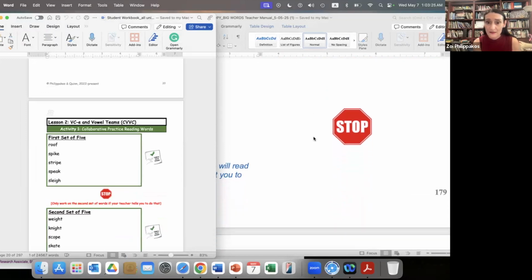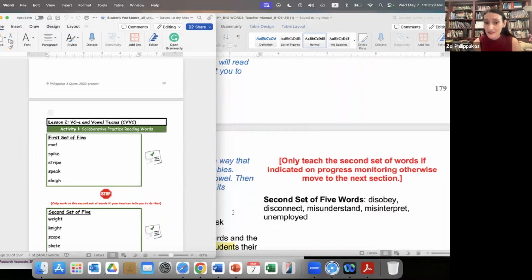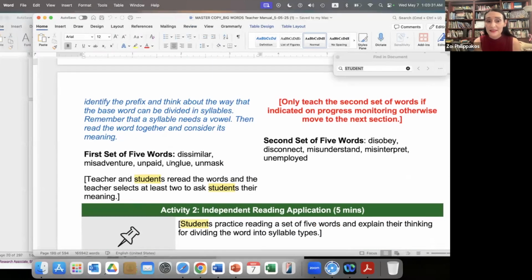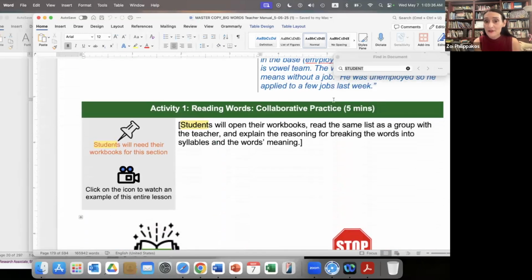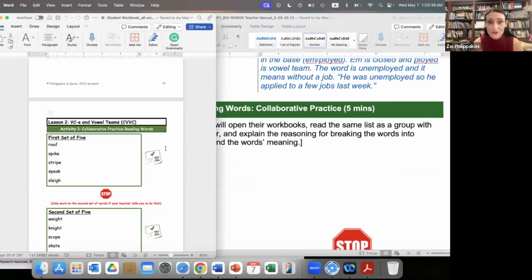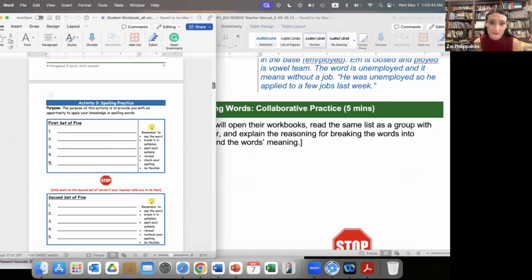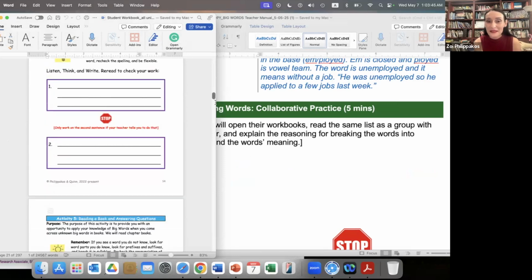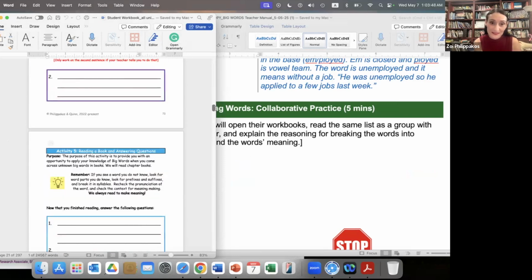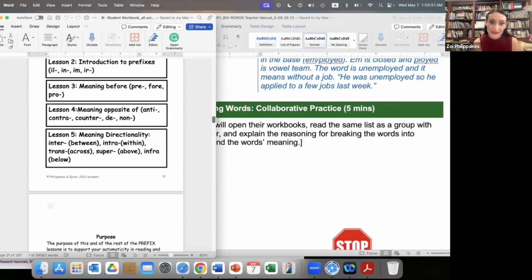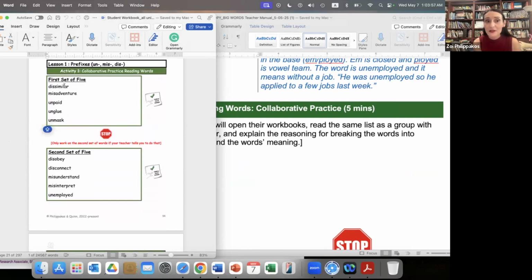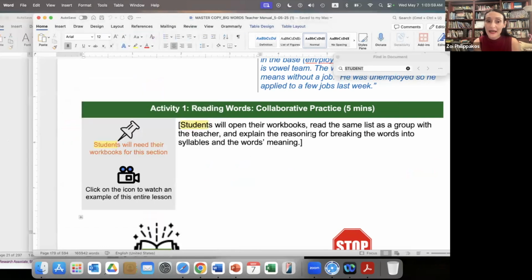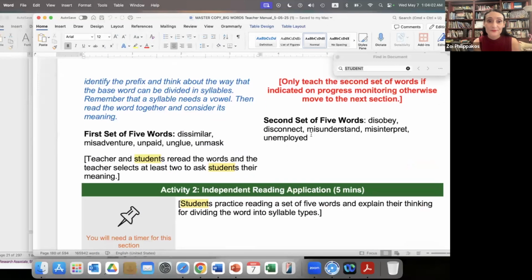I should see these words that the teacher will be working on: dissimilar, misadventure, unpaid, unglue, unmask, because this is the collaborative practice that they're working on. So I will go to page 94. This is for all the pages, but since I randomly opened 94, I would like to show you that this is matching. 86, 92, 93, 94. So I am in the dissimilar, misadventure, unpaid, unglue, unmask.